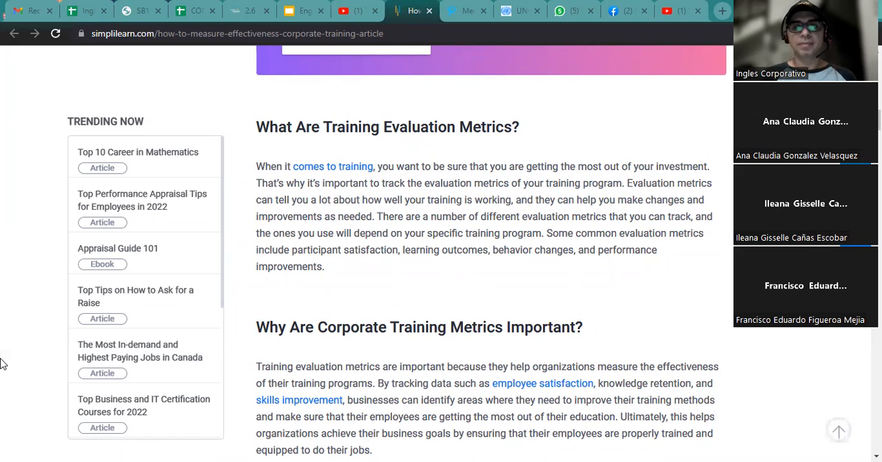Good. What did you get from this one? That when you choose the correct program or the correct training, you have to choose the correct metrics. Because if you choose wrong, you never know if the trainee is actually working. So it's very important to identify or set the goals and what you want to measure, and then you can choose the correct metrics.